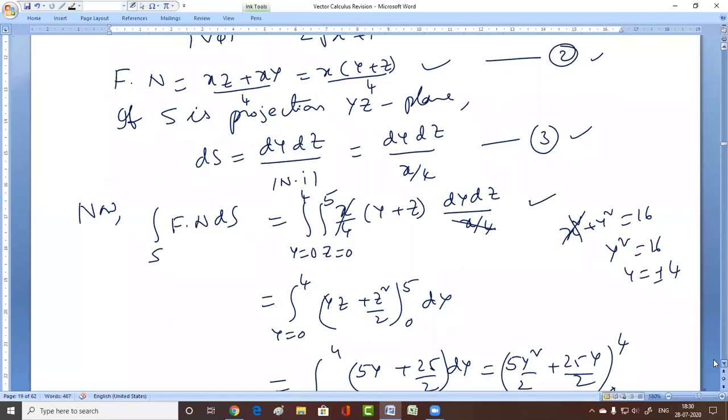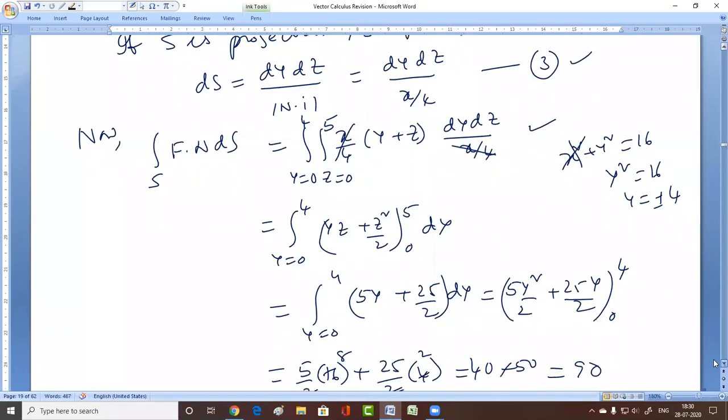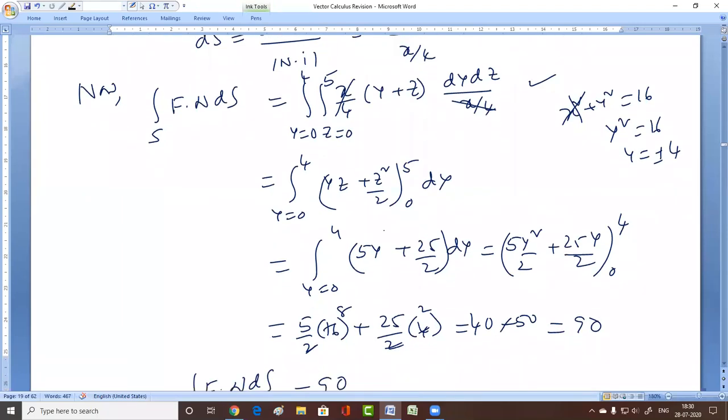So you will get 5z plus 25 by 2, then integrate with respect to y: y square by 2, 25 by 2 into y. Now substitute the limits, you will get 90.